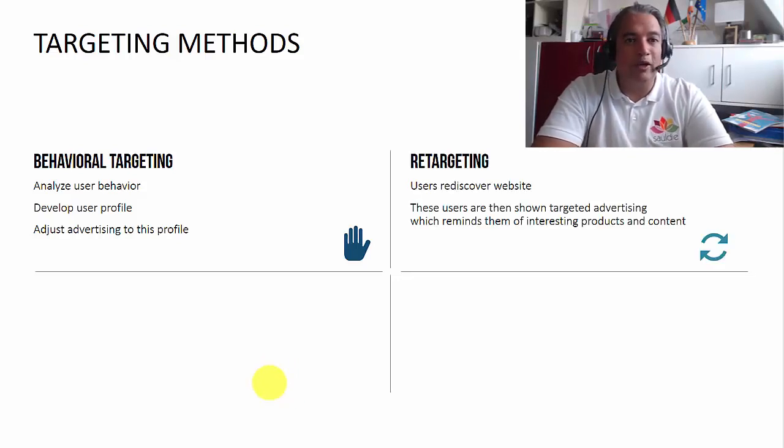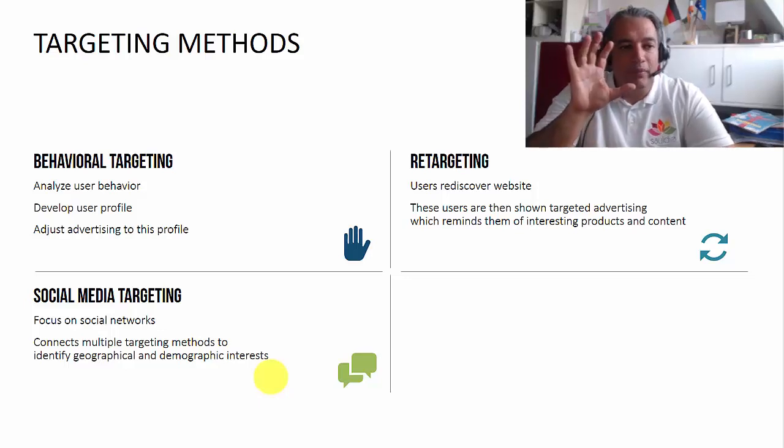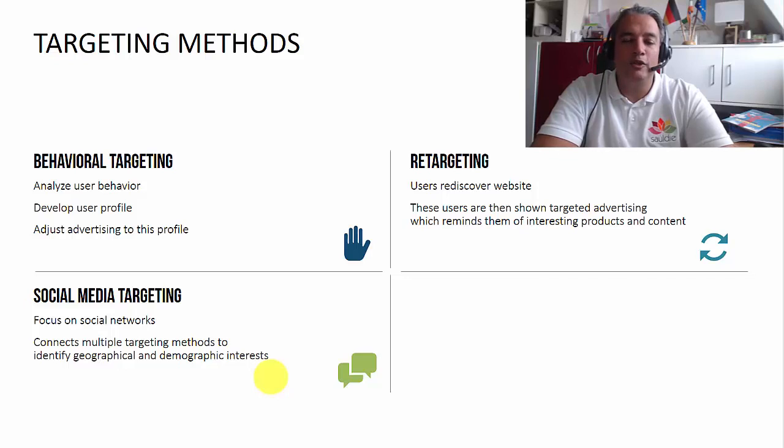Then we have to talk about retargeting so that users who already have visited our website have to be motivated to come back. Social media targeting helps to focus on social networks. It connects multiple targeting methods and identifies geographical and demographic interests. So social media could help to make our data to real intelligent data and use our data for targeting methods.